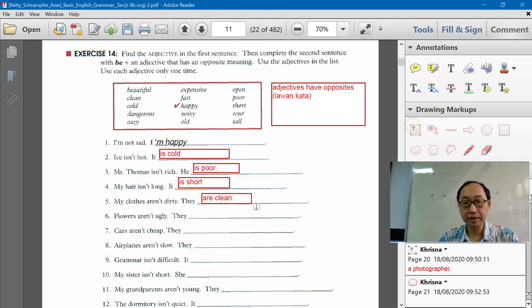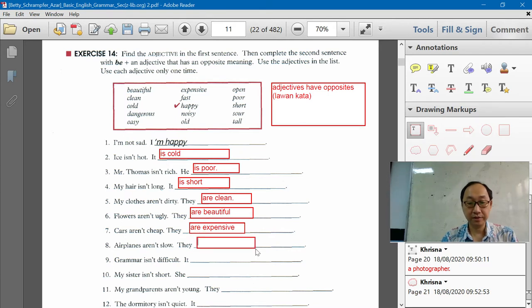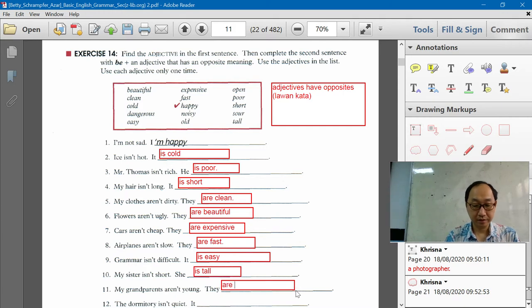Flowers aren't ugly, they are beautiful. Cars aren't cheap, they are expensive. And then airplanes aren't slow, they are fast. Grammar isn't difficult. It is easy. My sister isn't short. The opposite of short is she is tall. My grandparents aren't young. They are old.